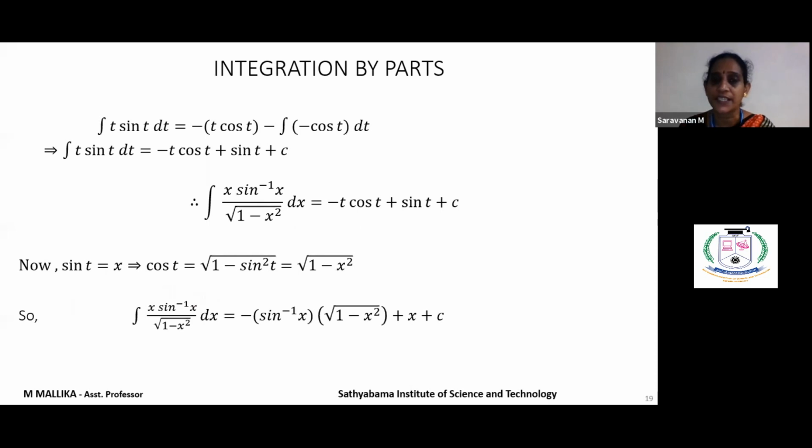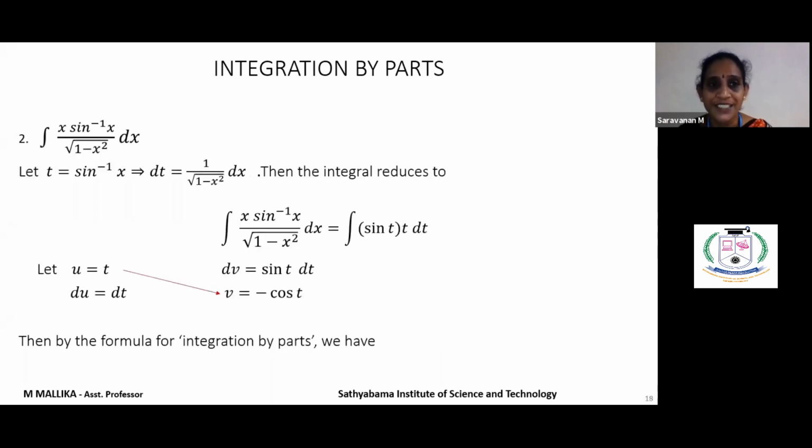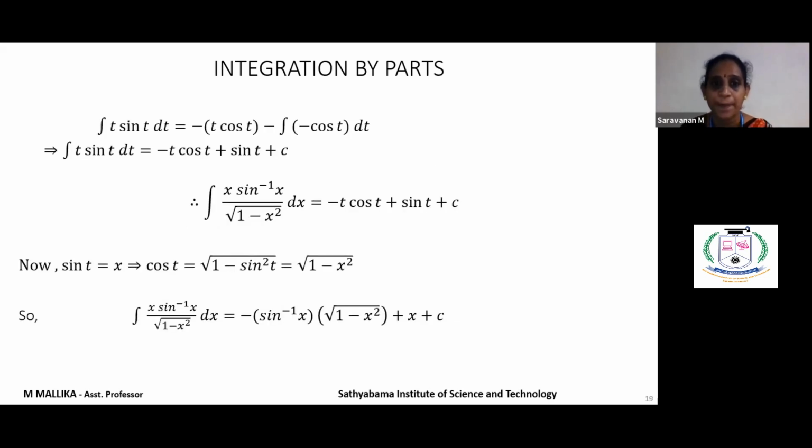So I have finished the integration, but then my answer is not in x, it is in terms of t. So what should be done is, I have to give the answer in terms of x. You know that sine inverse x is equal to t. So what does that imply? That implies x is equal to sine t. So x is equal to sine t will imply cos t equals square root of 1 minus sine square. It is nothing but square root of 1 minus x square.